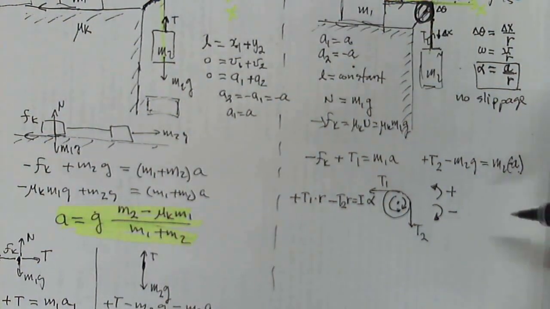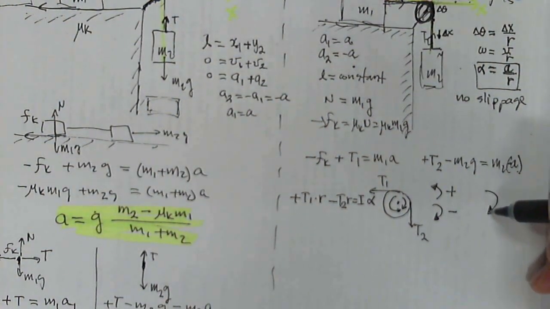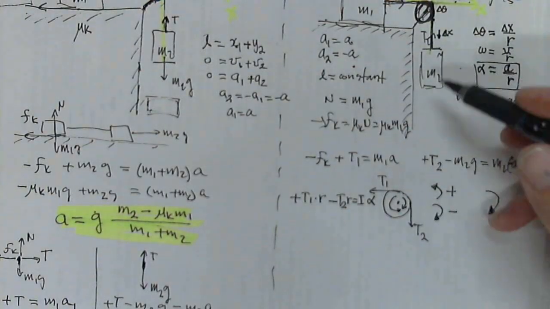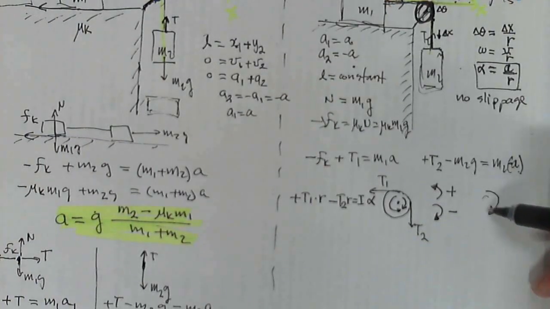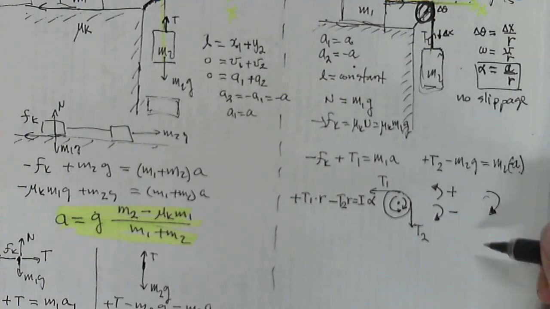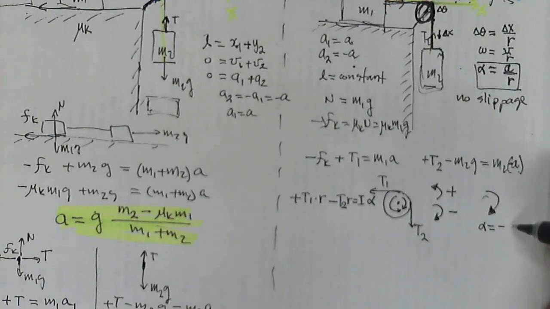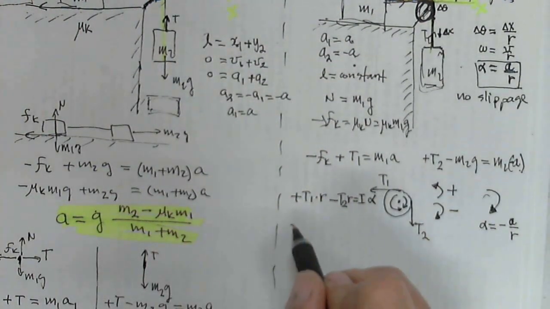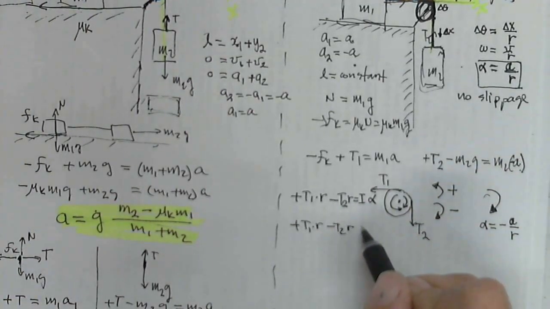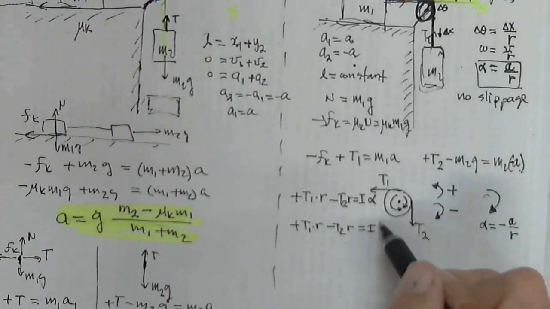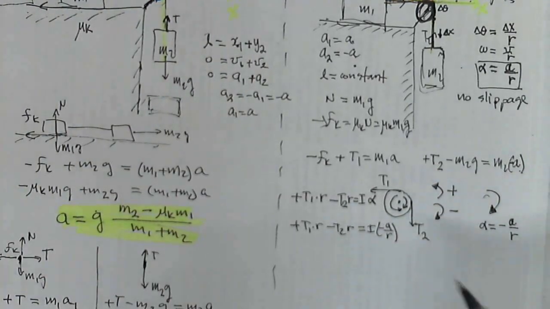But how is it spinning? Alpha is this way, right? Because this block is moving down because of gravity, so the pulley is moving this way, and that is negative. So alpha is going to be negative A over R. It's very important. So this equation is plus T1 times R, minus T2 times R, equals I times negative A over R.